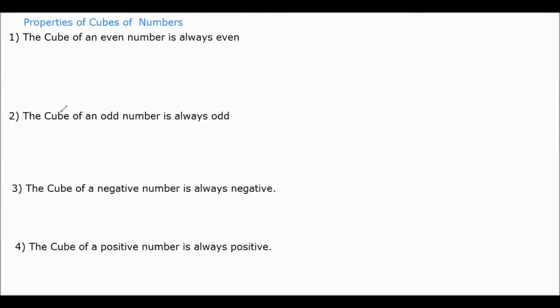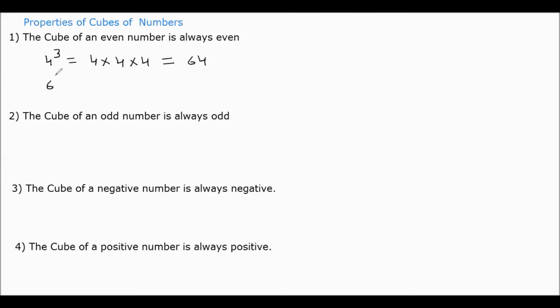So there are some properties of cubes of numbers. So let's start. First property is the cube of an even number is always even. That means if I take any even number, suppose let's take 4. So if I find the cube of 4, as we discussed, to find the cube of 4, we have to multiply 4 three times, which will come out to be 64. Now if you can see, 4 is an even number and its cube, which is 64, is also an even number because its ones place digit is divisible by 2.